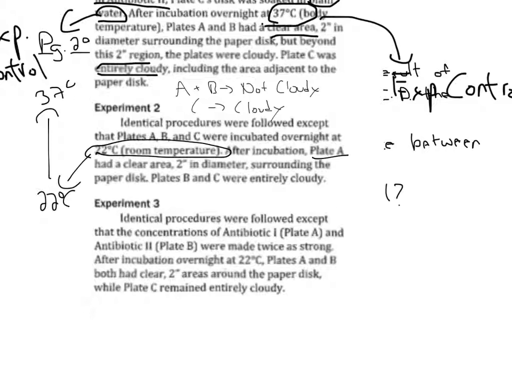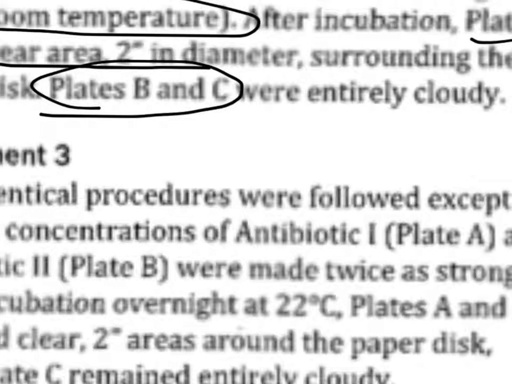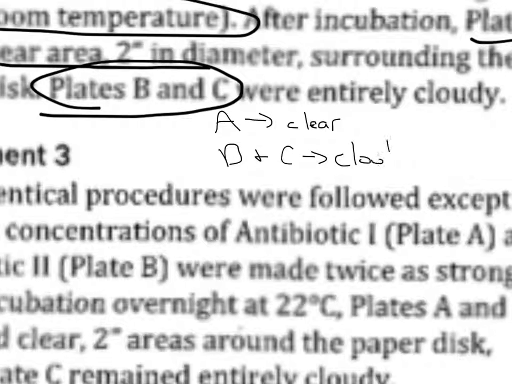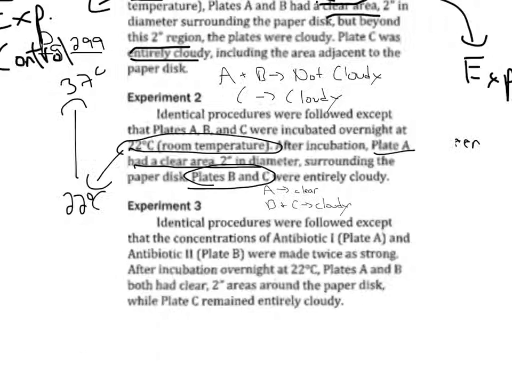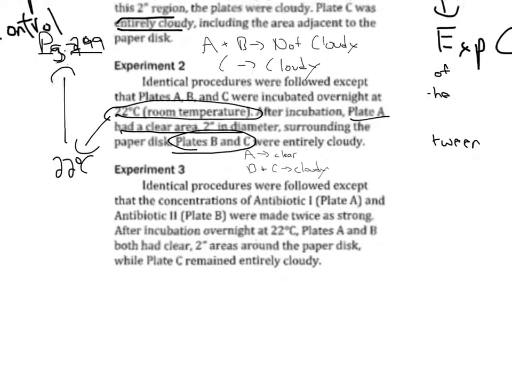After incubation, plate A had a clear area, 2 inches in diameter. So that's the same, but plates B and C were entirely cloudy. So I'm going to zoom in here, and I'm going to write that A was clear, and then B and C were cloudy, and that's an important distinction to have.